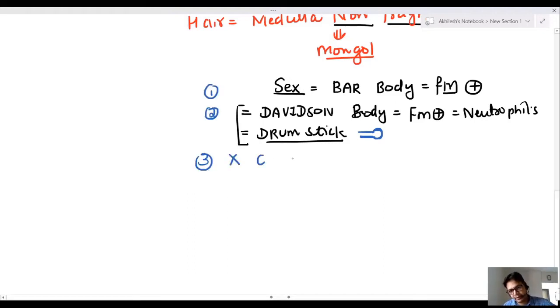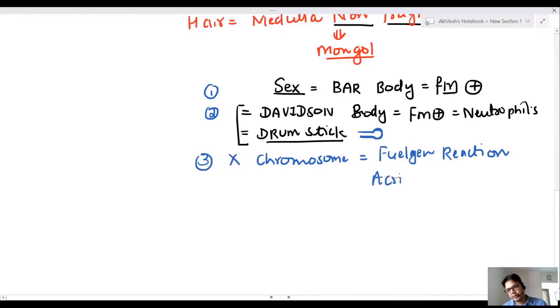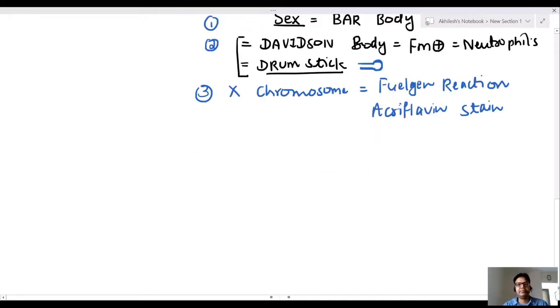Third, for X chromosome, we use a reaction that is known as Feulgen reaction. For Feulgen reaction, we use Acriflavine stain. Number four, for Y chromosome, we use quinacrine reaction.